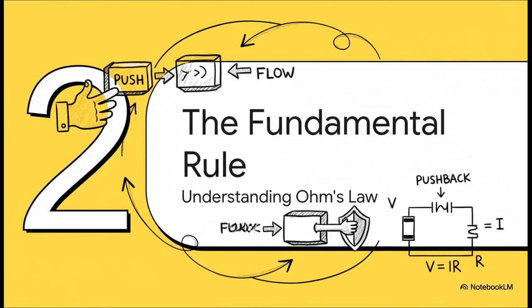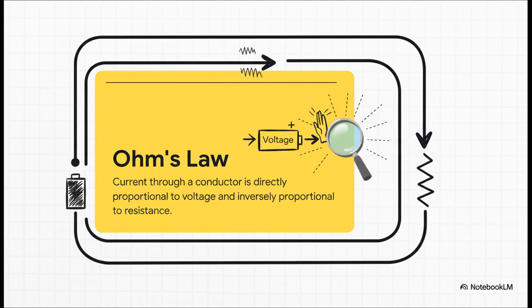But how do they all connect? Well, there's this one beautifully simple rule that governs their entire relationship. It is the absolute foundation of all electronics, Ohm's law. Ohm's law is basically the glue that holds all this together. It just tells us that if you increase the push, the voltage, you're going to get more flow, more current. Makes sense, right? And if you increase the pushback, the resistance, you're going to get less flow. It's this perfect, predictable relationship.